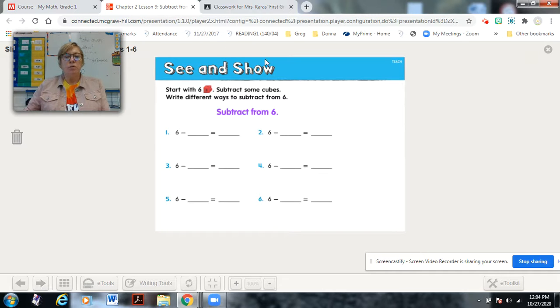All right, so here for the first 6 subtraction sentences at the bottom of your See and Show page, it says start with 6 cubes, subtract some cubes, write different ways to subtract from 6. Okay, so once again, you are going to start with 6. I suggest that you make sure that you have 6, because remember what I just did? I thought I didn't have enough.